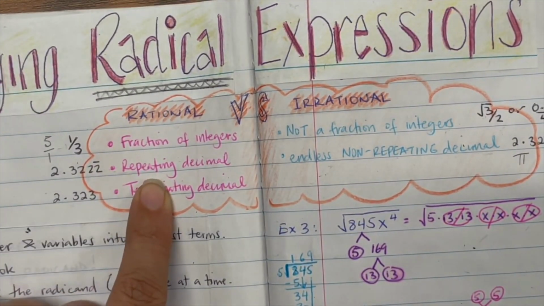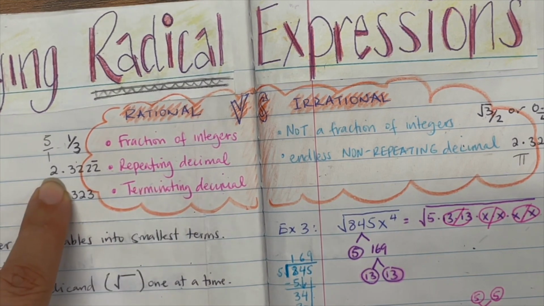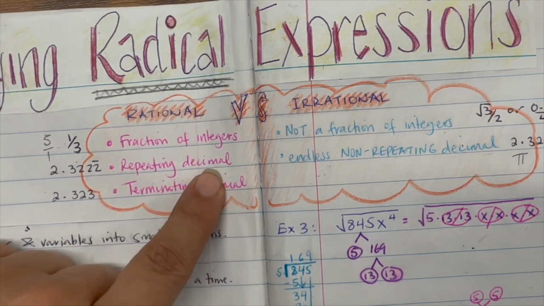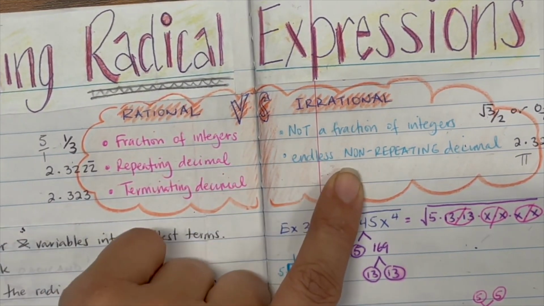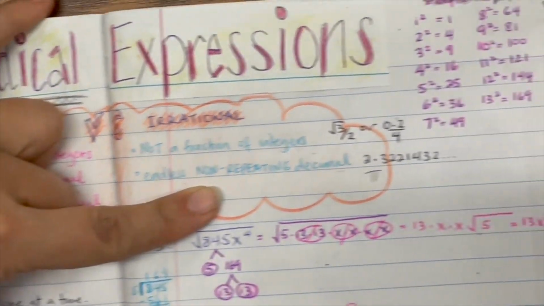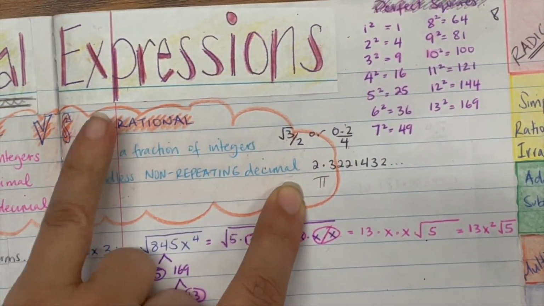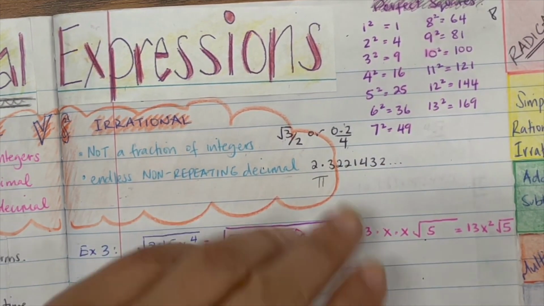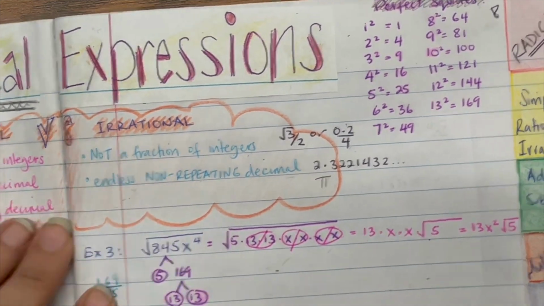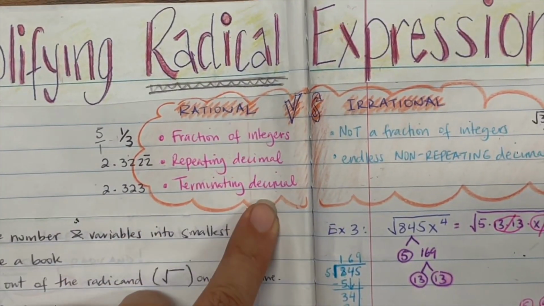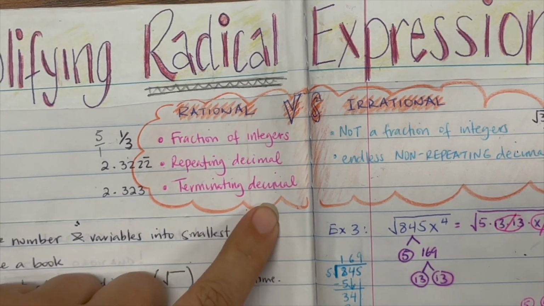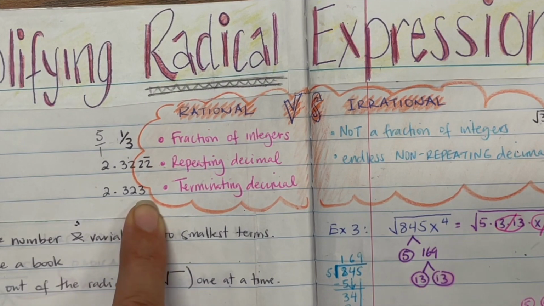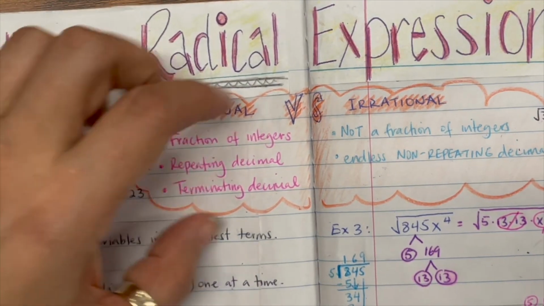Second one, it can be a repeating decimal. Okay, that means 2.32222222222, a repeating decimal. What is not a repeating decimal? So what's an endless non-repeating decimal? It's irrational. 2.321432. There's no pattern. It's not repeating. It keeps changing. Okay, that's irrational. And then finally, it can be a terminating decimal, meaning it could be a decimal that's not repeating, but it finishes, right? So 2.323, it's not repeating, but there's an end. All right, so a rational number has these 3 things.